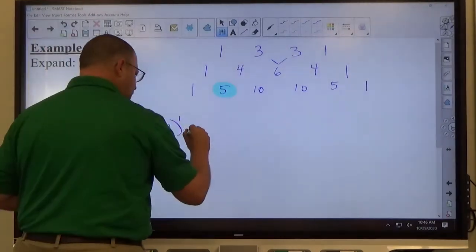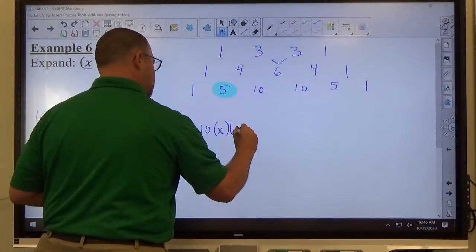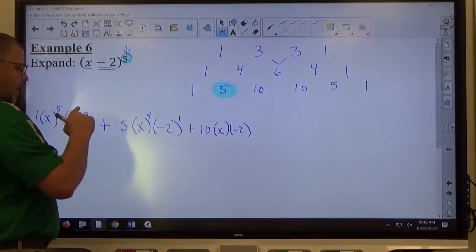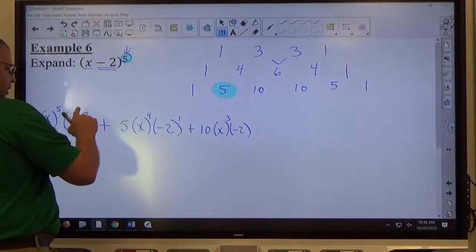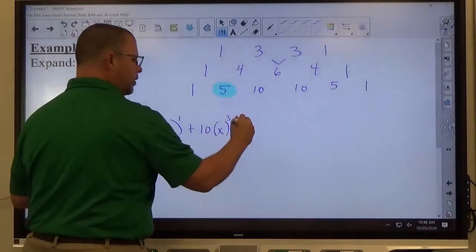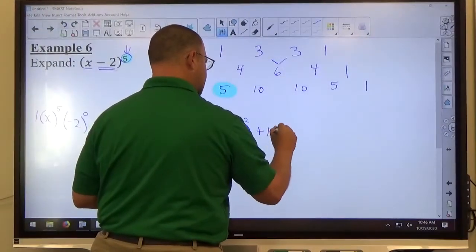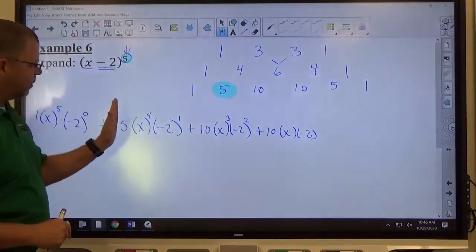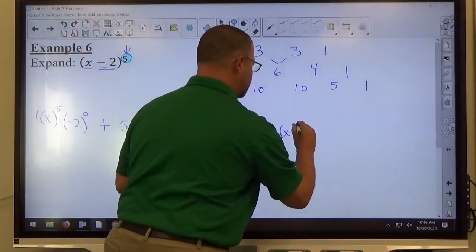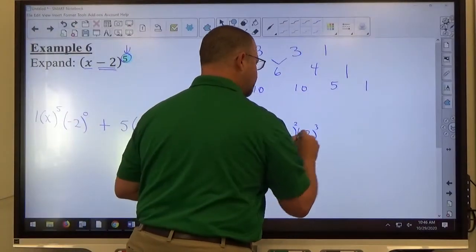Next term we put plus. Next number is 10. X and negative 2 are our pieces. And x goes 5, then 4, then 3. Negative 2 goes 0, then 1, then 2. Next number is 10. We have an x, we have a negative 2. X is 5, then 4, then 3, then 2. Negative 2 is 0, then 1, then 2, then 3.